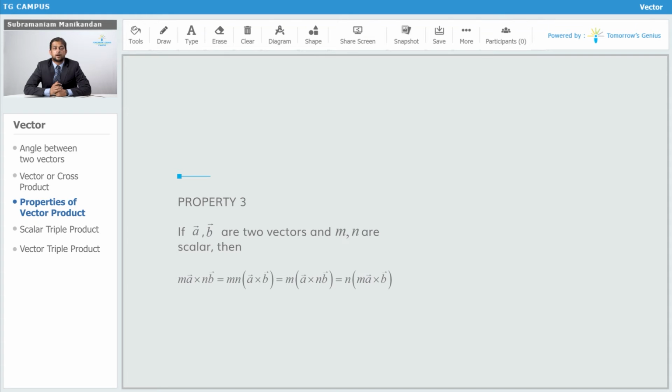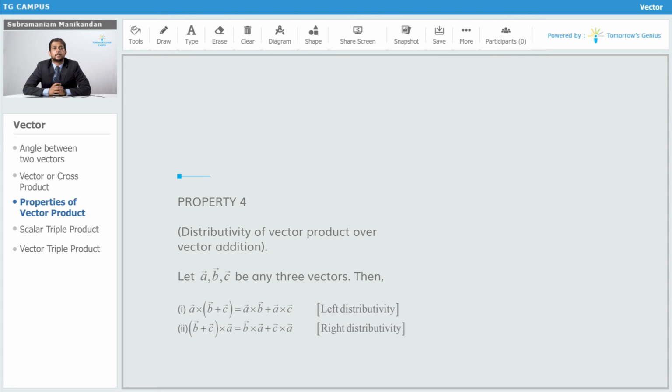If a bar and b bar are two vectors and m and n are scalars, then again the actual positions of the scalars m and n will not affect the cross product between the vectors a bar and b bar. This is a generalization of the second property that we went through. M a bar cross n b bar equals mn times a bar cross b bar equals m times a bar cross n b bar equals n times m a bar cross b bar.